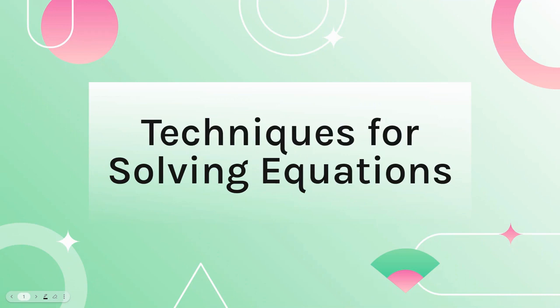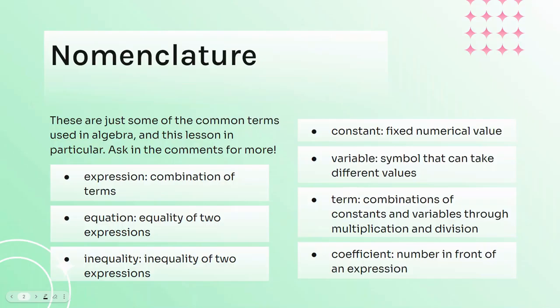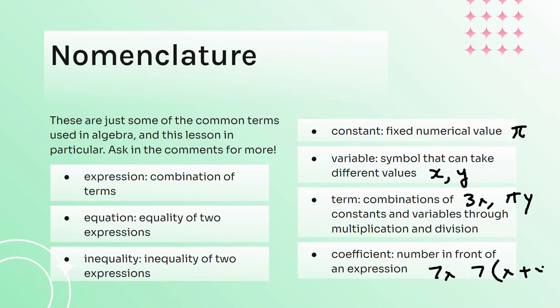Let's look at some techniques for solving equations. Some of the terms we'll be using in this lecture include constants, which are fixed numerical values like pi; variables, which are just symbols that can take different values like x or y; terms, which are combinations of these two things through multiplication and division, like 3x or pi y. There's also something known as a coefficient, which is just a number in front of an expression, like 7x or 7 times x plus y.